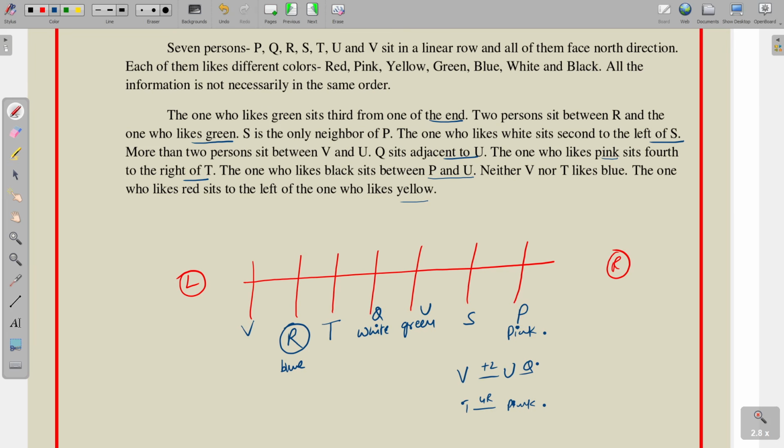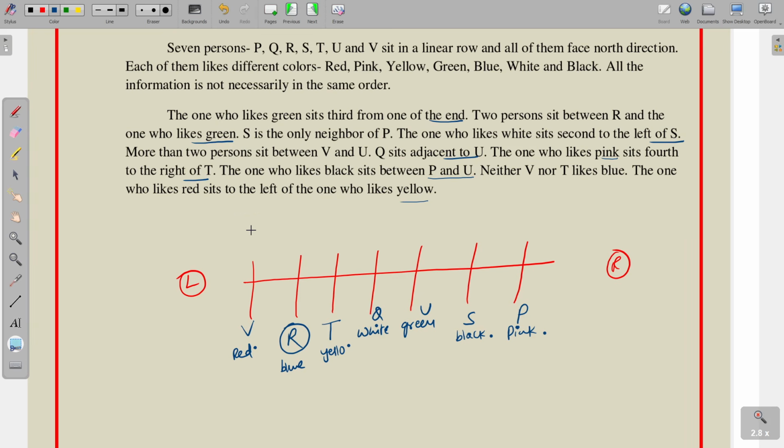So coming to S, second to the left of S, and next, Q adjacent to U, the one who likes pink fourth to the right of T, the one who likes black sits between P and U. So between P and U, that is black. S likes black, this is blue, and red sits left of the one who likes yellow. So T likes yellow and red is liked by B. So this is the final arrangement of the puzzle.